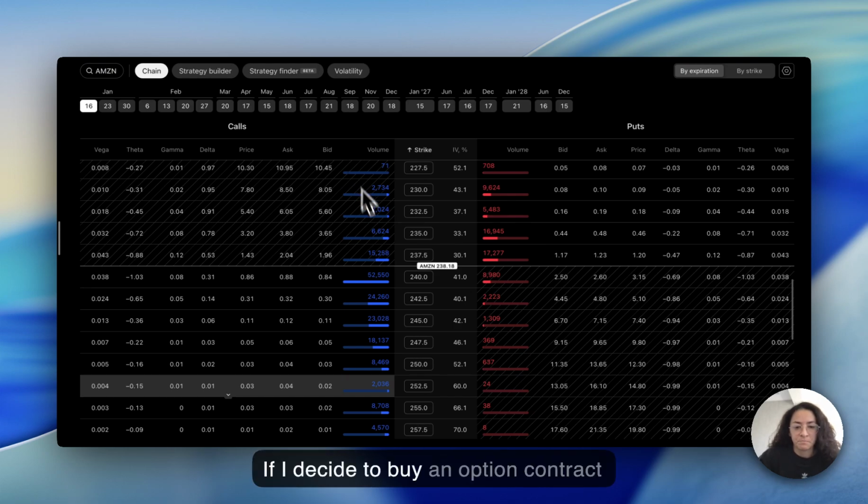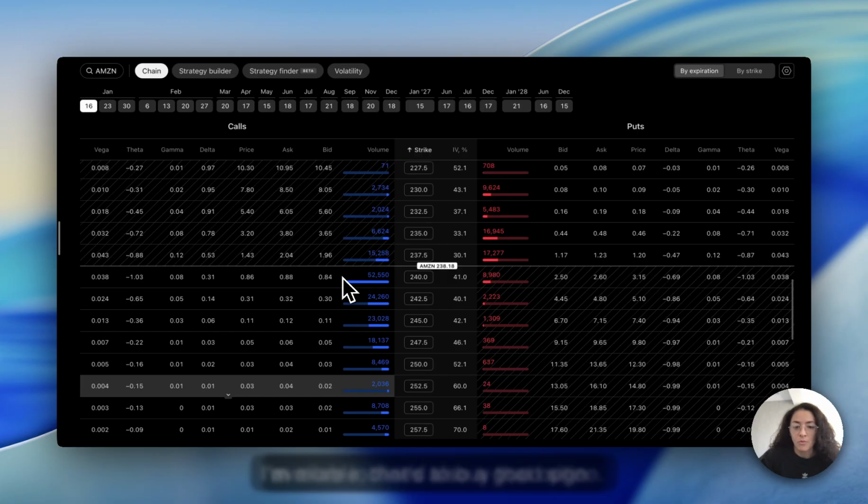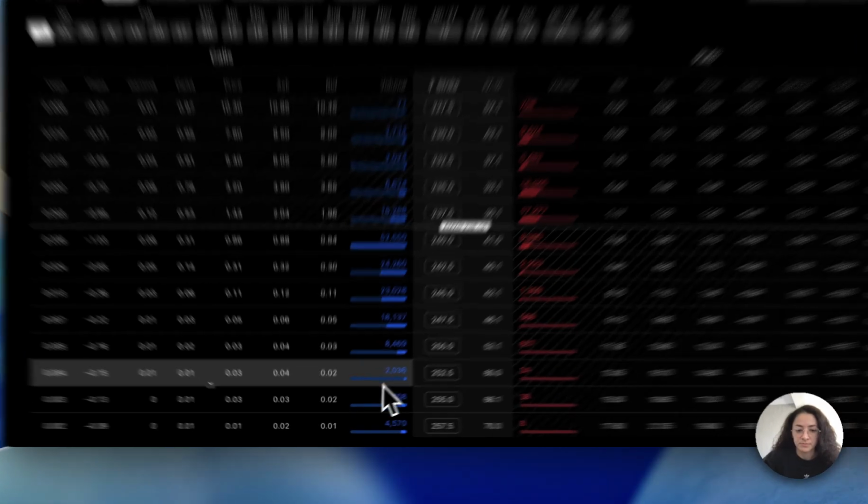So if I decide to buy an option contract at 240 for Amazon, I look at the spread, tight spread, that's good. I look at the volume, good volume. And then I look at the open interest. And if I see hundreds of contracts available, that's also a good sign. So I'm more inclined to buy that option.